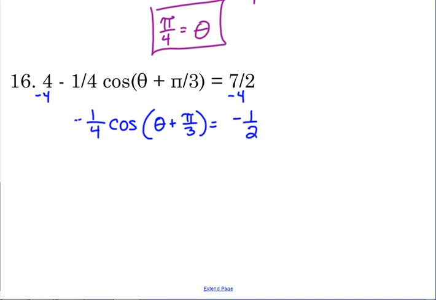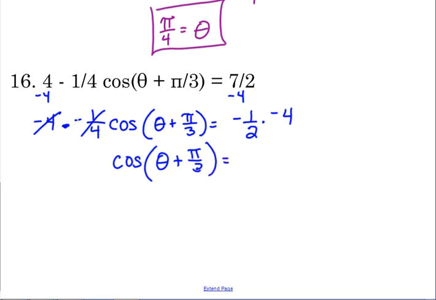How do we get rid of multiplying by a -1/4? Okay, can we do it some way other than dividing? Multiply by -4. You multiply by its reciprocal. So that goes away. So we've got cosine of theta plus pi over 3 is equal to negative times negative is a positive. 1/2 times 4 is 2.